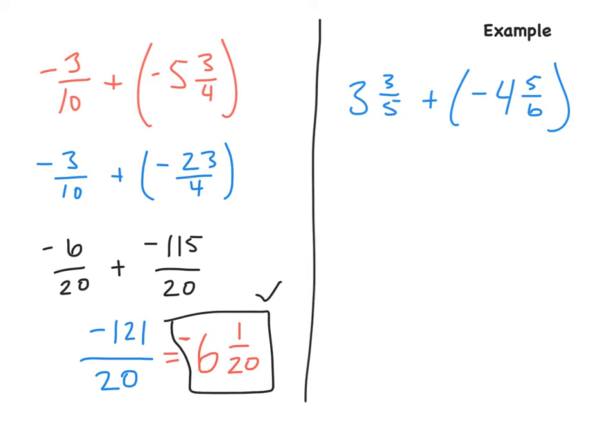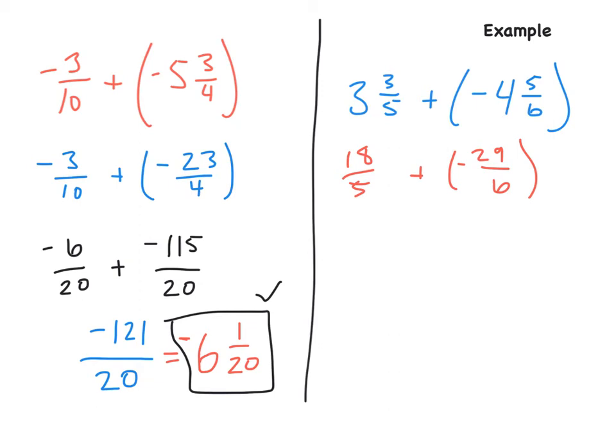So what I want you to do, pause the video, try the next one yourself, unpause it to see what I've done. Alright, so if we have 3 3/5 plus -4 and 5/6, first thing, change the mixed numbers into improper fractions. So 5 times 3 is 15, 15 plus 3 is 18, so we have 18/5 plus we have 6 times 4 is 24, plus 5 is 29/6. That is a negative as well.